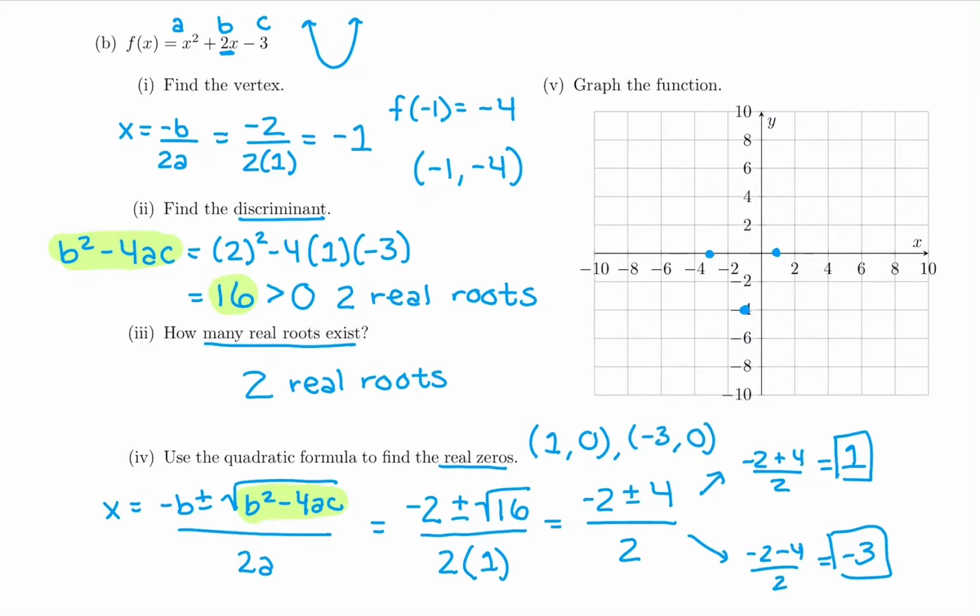And now we can connect these. We're going to make our U-shape parabola with 2 real roots, and it's a U because we have a positive value for a. If it was a negative a, we'd be flipped upside down.